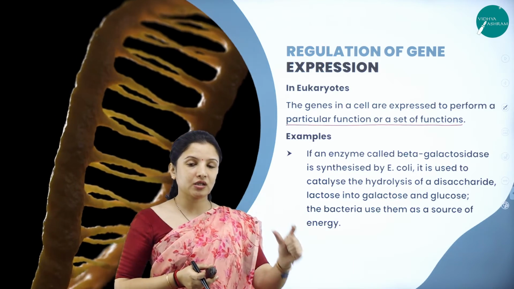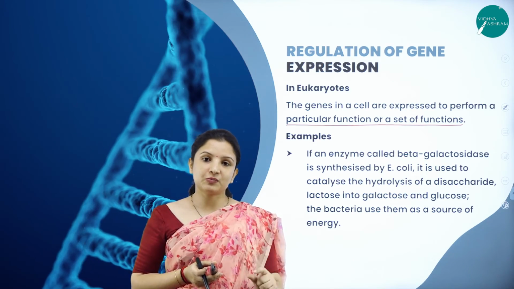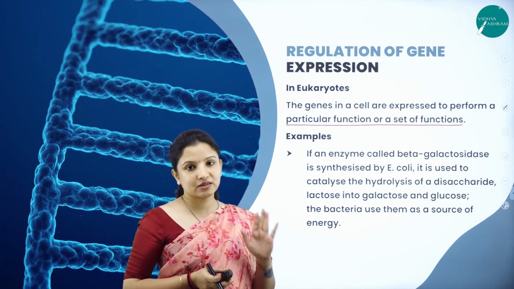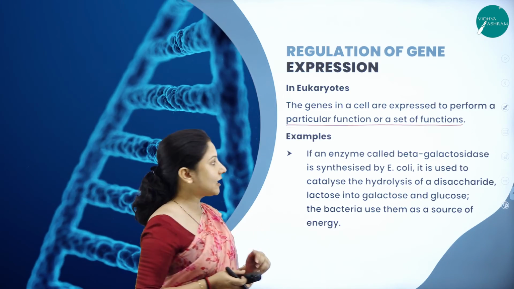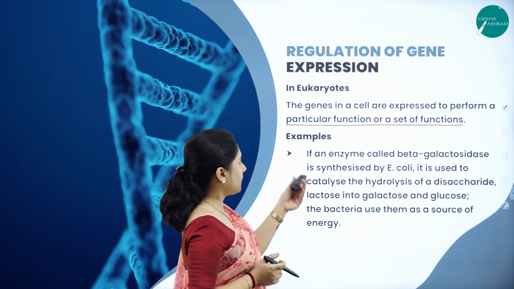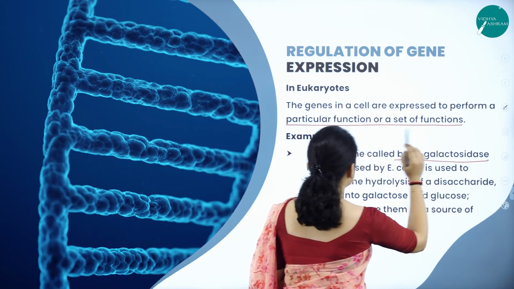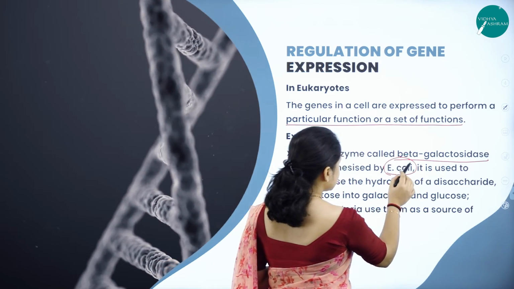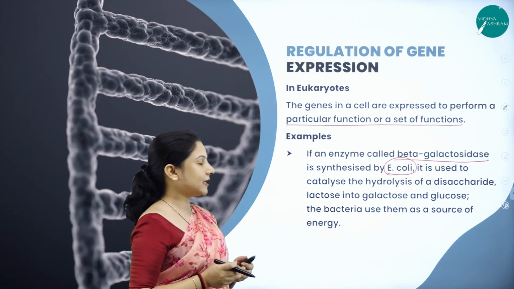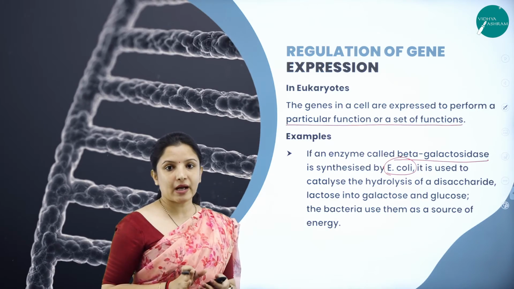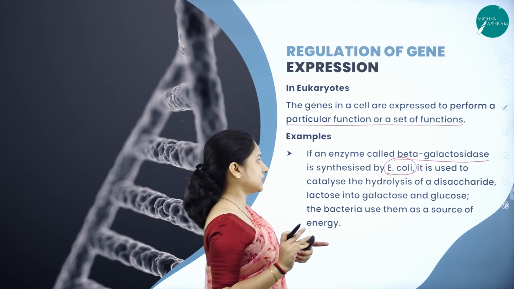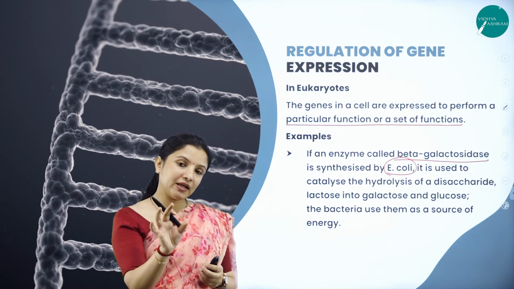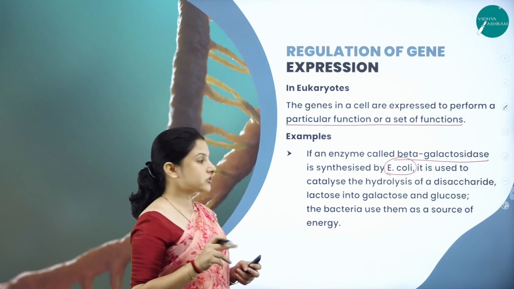So likewise, a particular gene on the DNA strand is responsible for the production of a protein, which is nothing but an enzyme, and that enzyme has a specific function. We'll understand that better by taking the example. Say for example, an enzyme called beta-galactosidase. So we'll take the example of a bacteria, that is E. coli. So this E. coli bacteria produces an enzyme. One of the genes in the E. coli bacteria produces an enzyme beta-galactosidase. So this beta-galactosidase has a particular function, because a particular enzyme will have a particular function. What is the function? We shall look into.